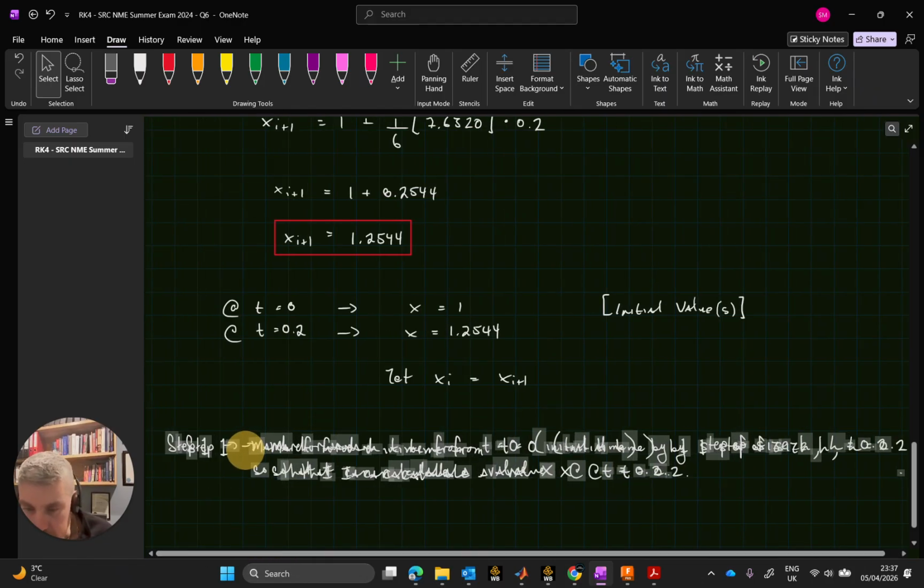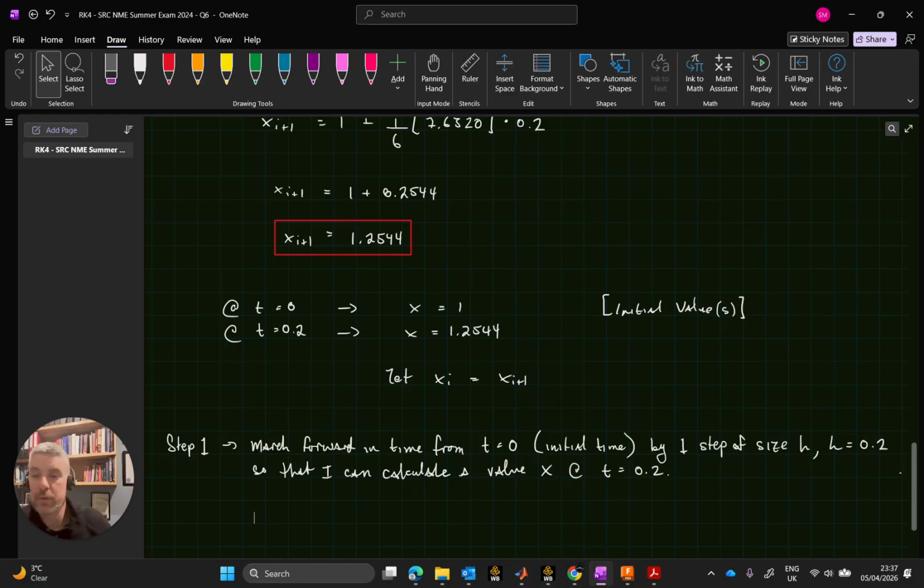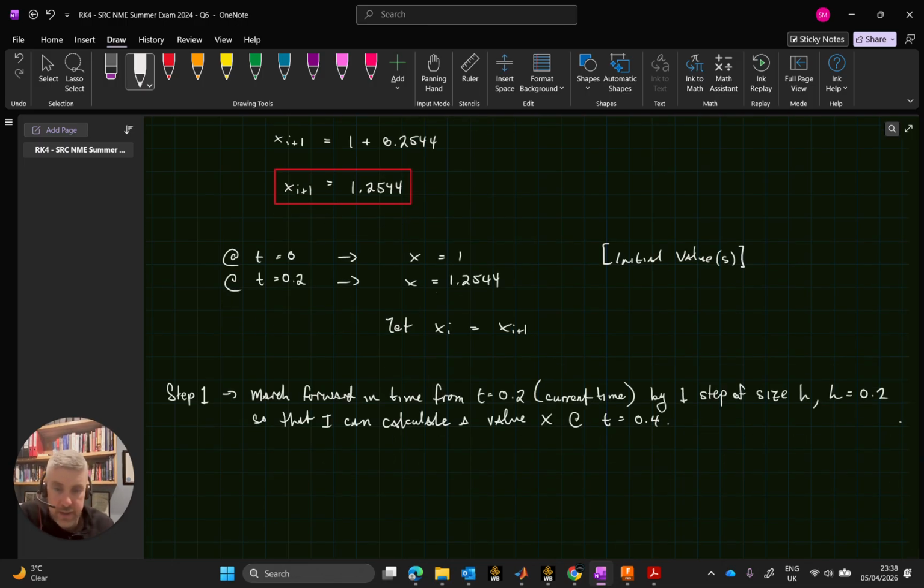So can we set it onto a line? This is going to march forward in time, but this time not from t equals 0. We've done that. From t equals 0.2, which is not my initial time, it's now my current time, my ti, by one step of size h, so that I can calculate a value of x at t equals 0.4. So what I'm doing is I'm using these two values here as my current ti and xi values.